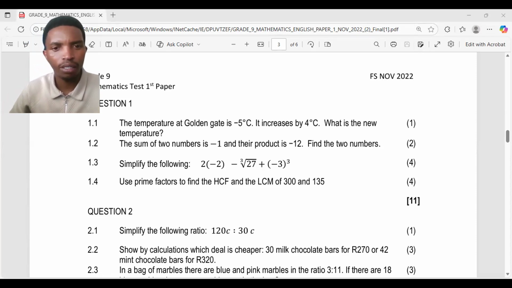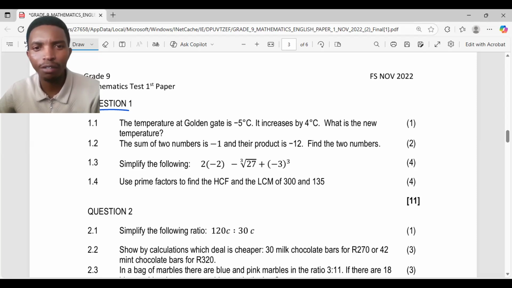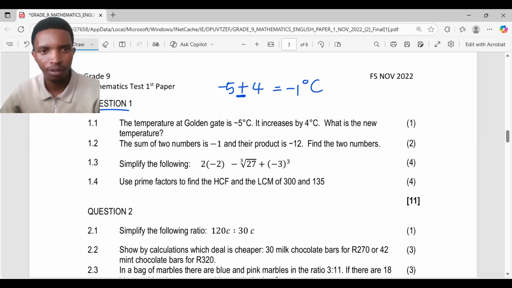Anyway, let's start. On question one, they're saying the temperature at the Golden Gate is -5, and then it increases by 4 degrees Celsius. What is the new temperature? The only thing that happened here, and I think no one got this one wrong, is that it increased. And remember, increase means it was added by 4, so we're going to get -1 degree. Negative one. So that was -1.